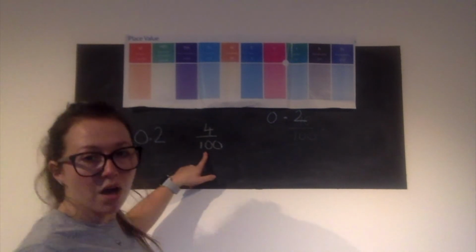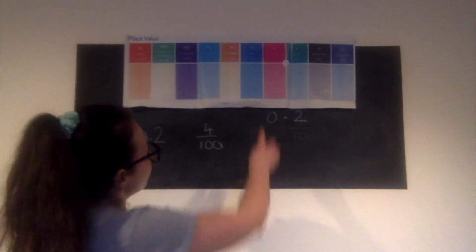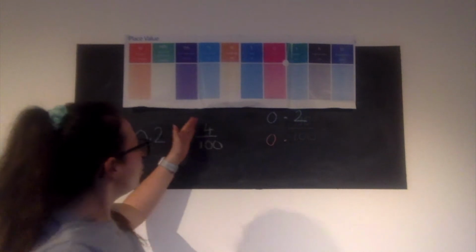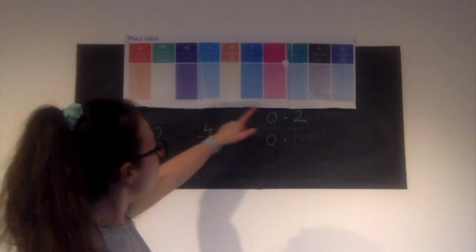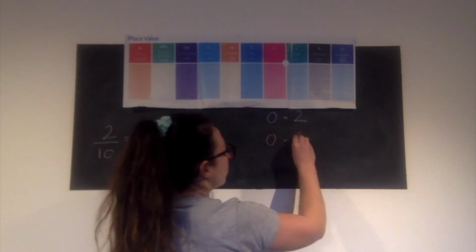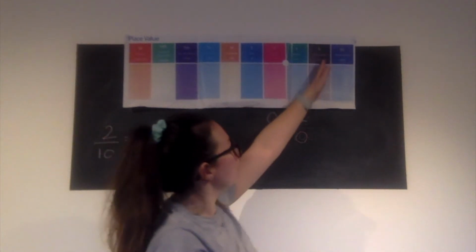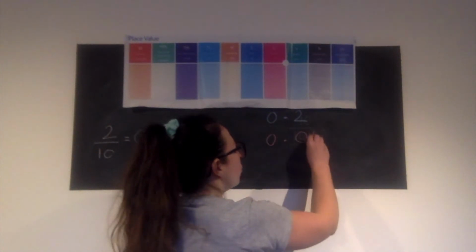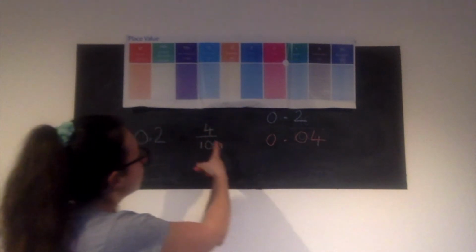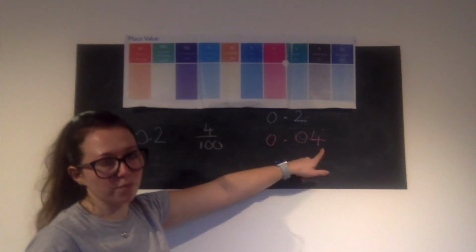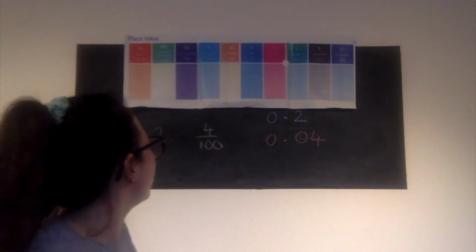Now let's have a look at my second one, 4 hundredths. So again, it's part of a whole. I haven't got a whole, so I've got no units. 0. Point. I've got no tenths here, so I'm going to put a 0 in my tenths column. But what I have got is 4 hundredths. So let's move to our hundredths column. I've got 4 in my hundredths column. So 4 hundredths is the same as 0.04.